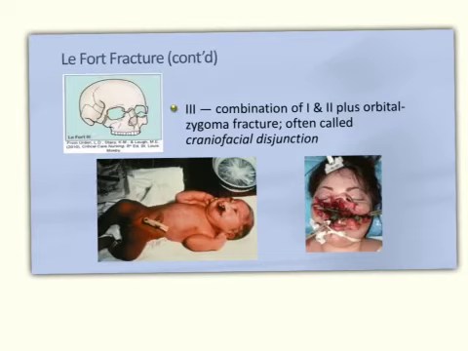Here's the third kind. This is a combination of 1 and 2 plus the orbital zygoma fracture, also called craniofacial disjunction. So that means all of the periorbital, actually the bone that surrounds and protects the eye socket or the eyeball, is actually fractured as well. And these are some of the really bad cases of it.